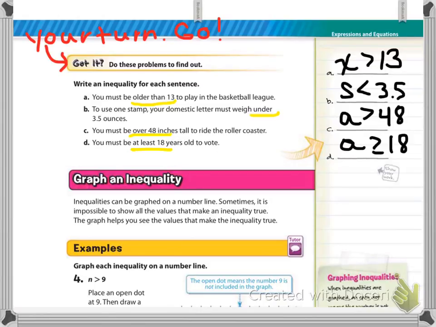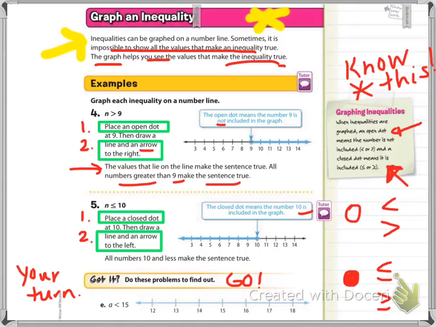For C, you must be over 48 inches tall to ride the roller coaster. Not exactly 48, but over 48. And for D, you must be at least 18 years old to vote. Since you could be 18 and vote, or older than 18, then the symbol is greater than or equal to. Equal to 18 years old or older than 18 years old. You cannot be 17. Make sure you have the correct answers, and when you're ready, move on.